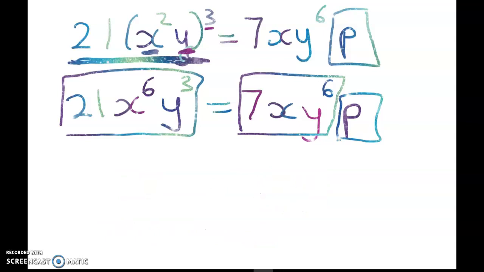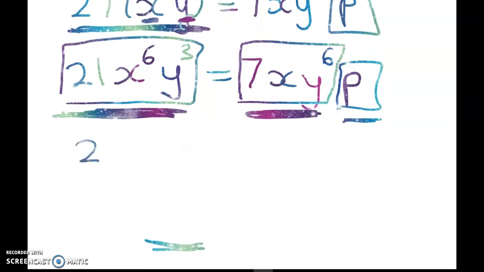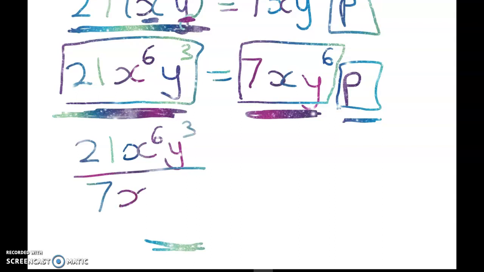So P over here must be equal to this thing here divided by this thing here. And we know how to do the algebra for that, right? Because we did lots of work with simplifying division. Right, so that's what P is going to be.